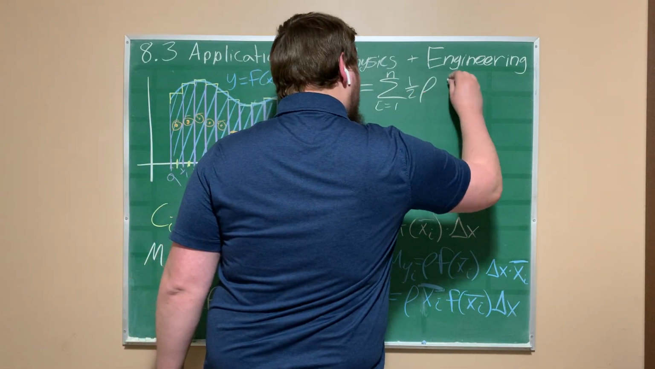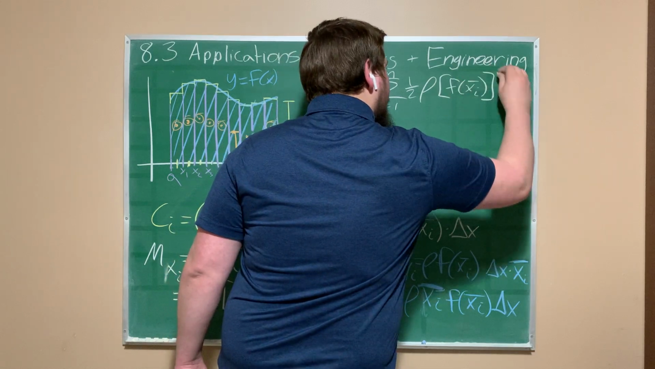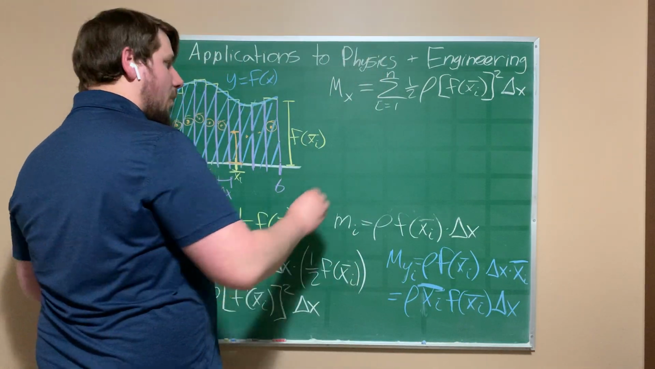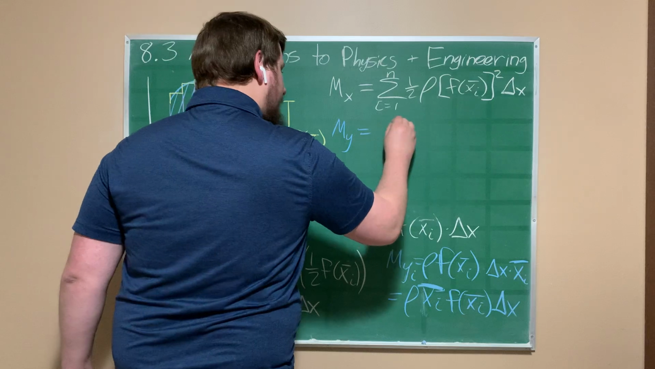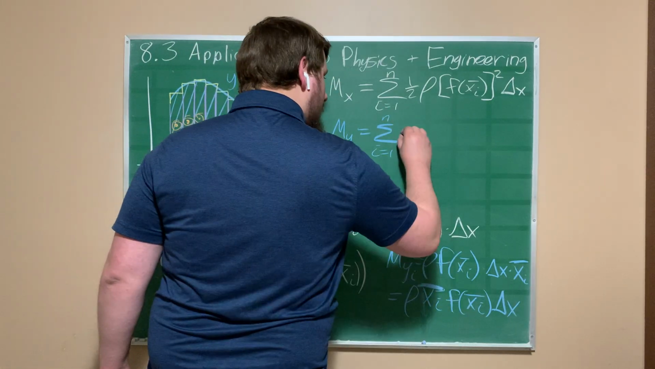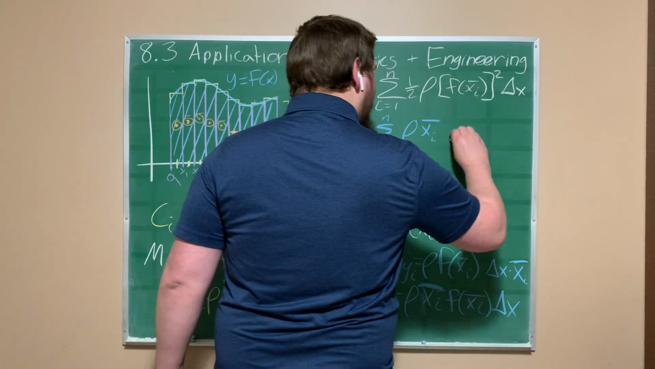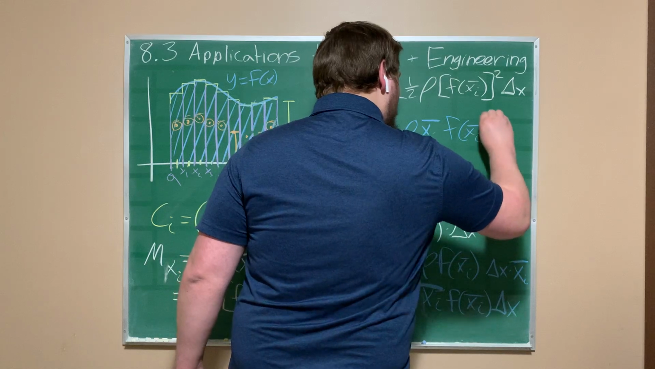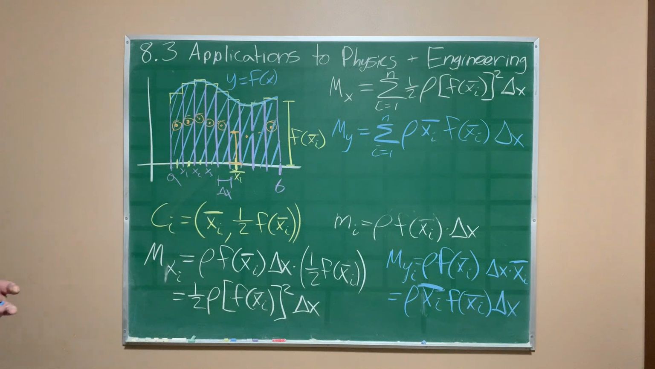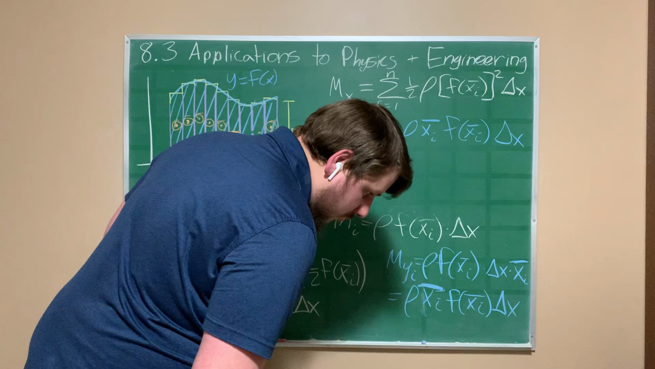1/2 rho times f of xi bar, quantity squared, delta x, and the total moment with respect to the y-axis will be the summation from i equals 1 to n of this expression, rho times xi bar times f of xi bar times delta x. Okay, so now we have the moment of the entire system. This is good news, right? We're doing great at this point.